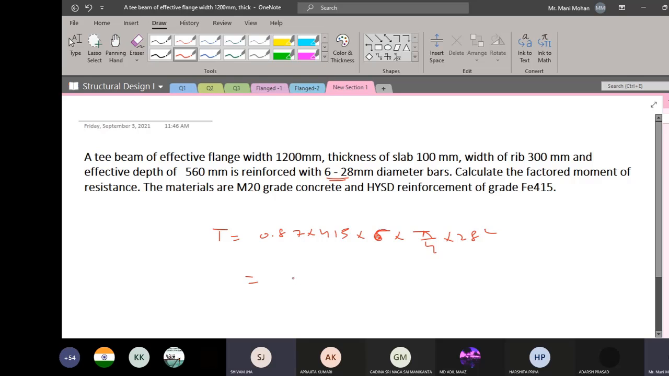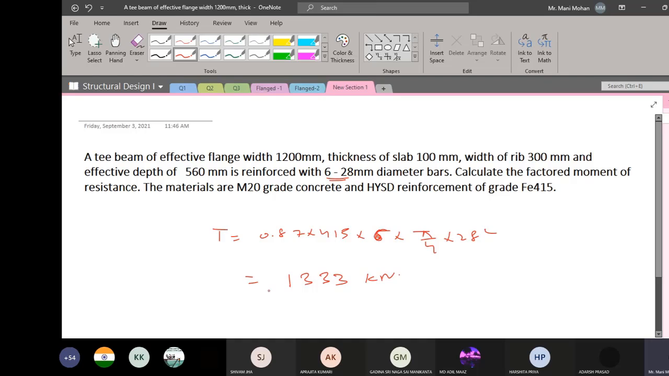How much? Please repeat again. 4.59. Actually, your voice is cracking. Any other student who can answer? Let me see. 0.87 into 415 into 6... 1333. Okay, 1333 kilonewton.